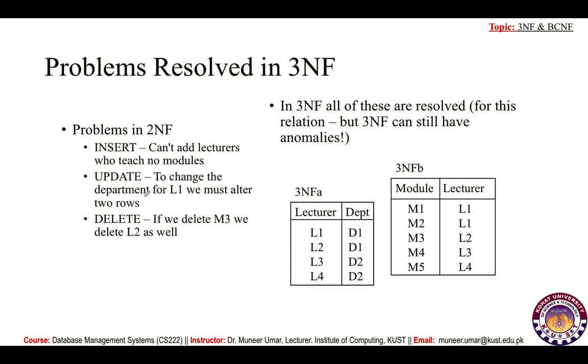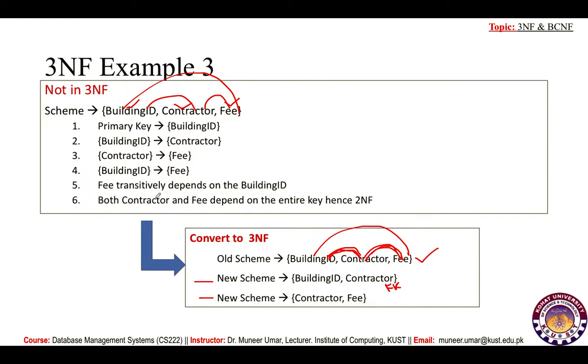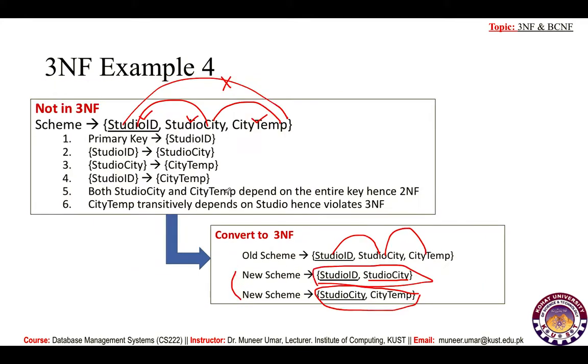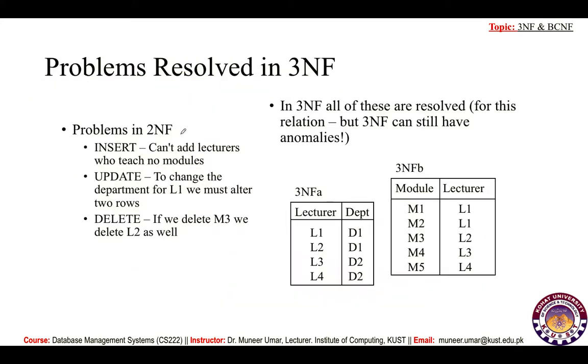Then update. To change the department of L1, we must alter 2 rows. Now, if you look into this previous table, if I'm going to change L1's department, then I must execute an update query twice, or two separate update queries for these two tuples. These are actually anomalies due to second normal form or due to transitive dependency.